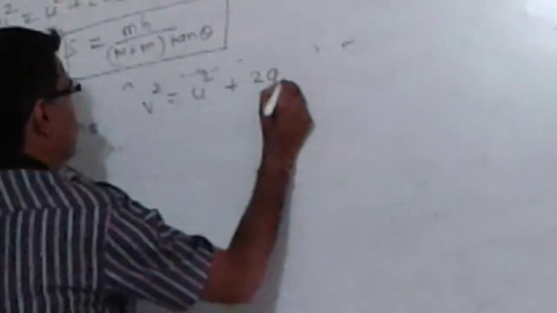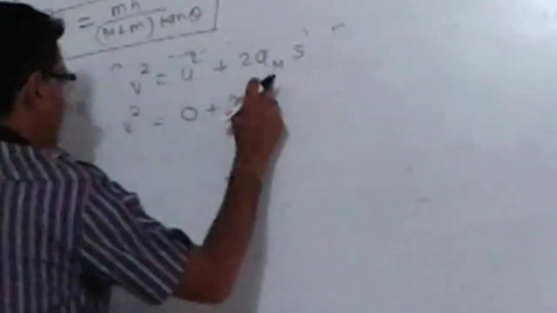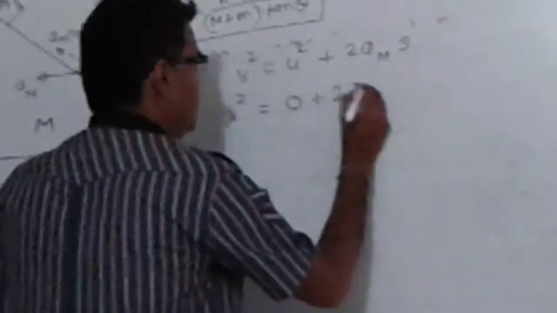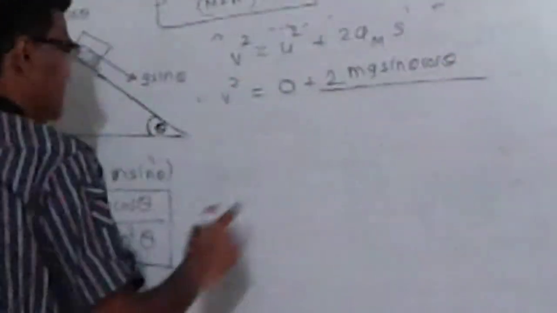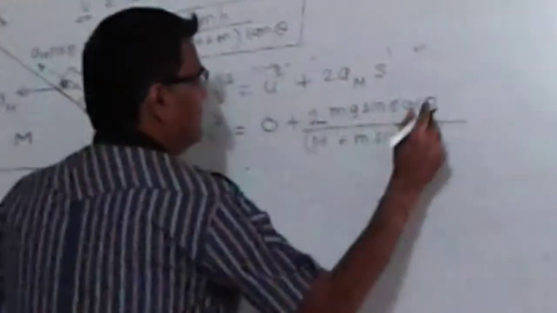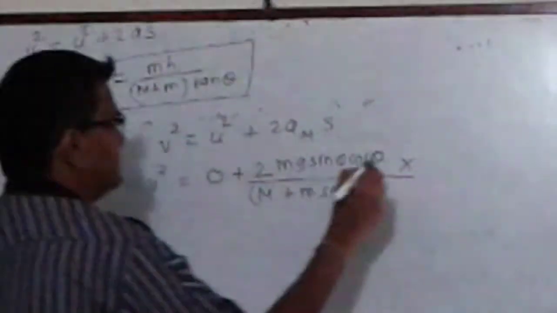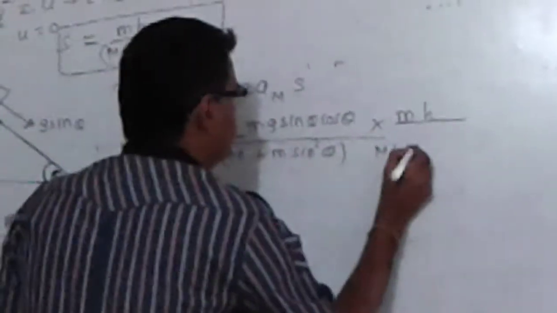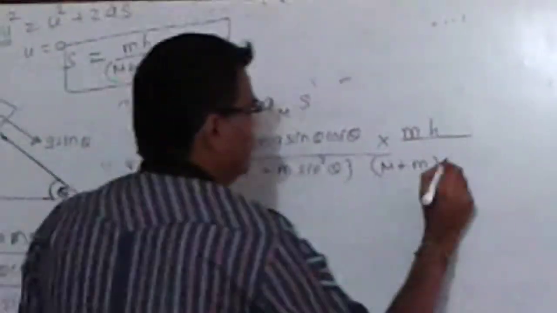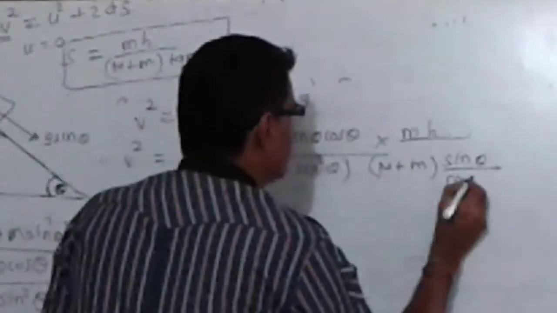So let us come to the final part, that is v square equal to u square plus 2am into s. U is initial velocity, which is 0, so what is am? It is mg into sin theta into cos theta upon capital M plus small m into sin square theta into, what is the displacement here? It's mh upon capital M plus small m, and for tan theta, let me write sin upon cos.